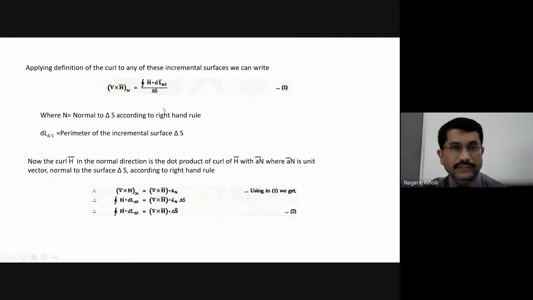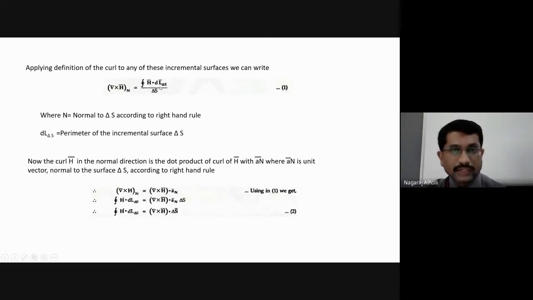How did we get this equation? According to Ampere's law, we know that I is equal to the closed integral of H bar dot dl bar. That is Ampere's circuital law. Then I divided by delta S is the current density, that is J bar, and further J bar is equal to del cross H bar.